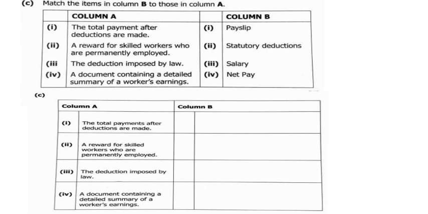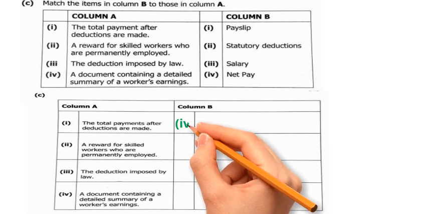The total payment after deductions are made. First you have the gross payment, and then there is deduction of taxes. Maybe there is a loan you got. Maybe there are other deductions that may happen, like Pay As You Earn. The total payment after deductions are made, that is net pay.